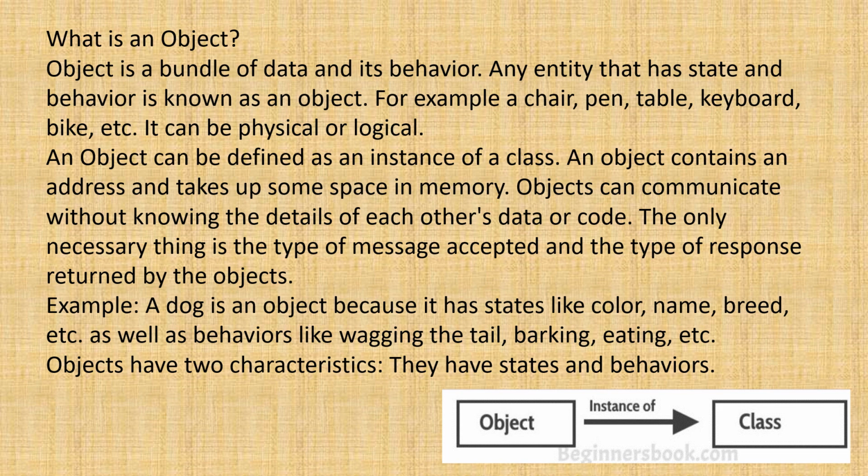Example, a dog is an object because it has states like color, name, breed, etc., as well as behaviors like wagging the tail, barking, eating, etc. Objects have two characteristics. They have states and behaviors.